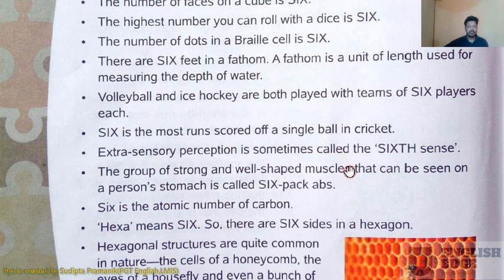Extrasensory perception is sometimes called the sixth sense. So why is it the sixth sense? Because we have 5 sense organs. You must know, that is our eyes, our ears, our nose, our tongue, and our skin or touch. Except these, there is also another sense organ. This is our mind. It is called the sixth sense.